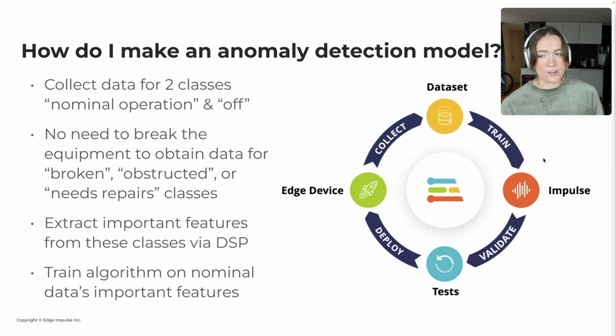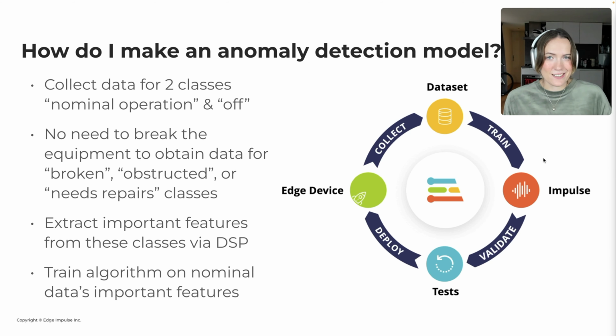So, using that vibration sensor, I'm going to collect data for two different machine learning classes, one for nominal operation and one for off, when the machine itself is completely off and not running. And this is the great thing about advanced anomaly detection models. We don't need to break the machine in order to simulate when the failure is occurring in order to get that data that looks like an anomaly. We can just record all of the data when the machine is running normally and when it's off. So we don't need to collect data for classes like broken, obstructed, or needs repairs, etc.